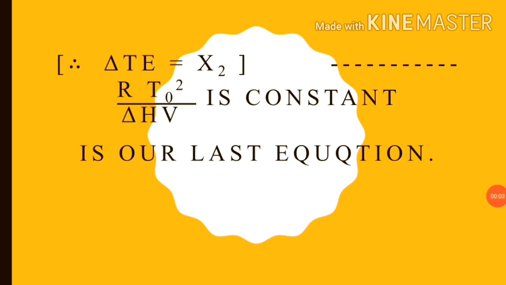In our previous lecture, students, we started the derivation of elevation in boiling point and derived this equation: delta TE is equal to x2 times RT0 square upon delta HV, where RT0 square upon delta HV is a constant. This is our last equation of the previous lecture. So we can say delta TE is directly proportional to x2, that is, the elevation in boiling point is directly proportional to the mole fraction of solute added.